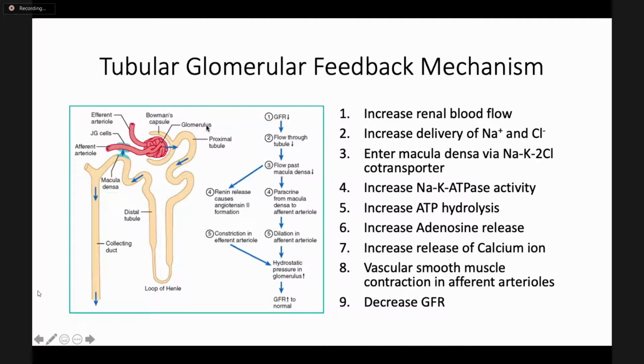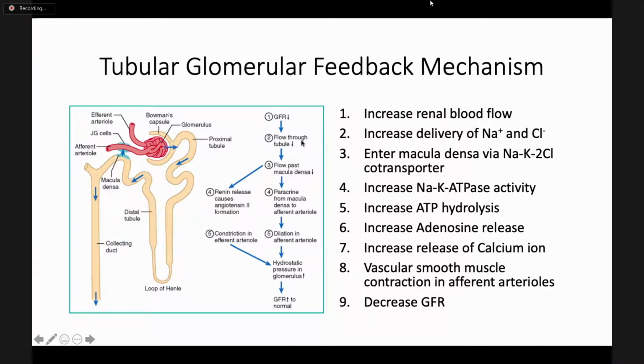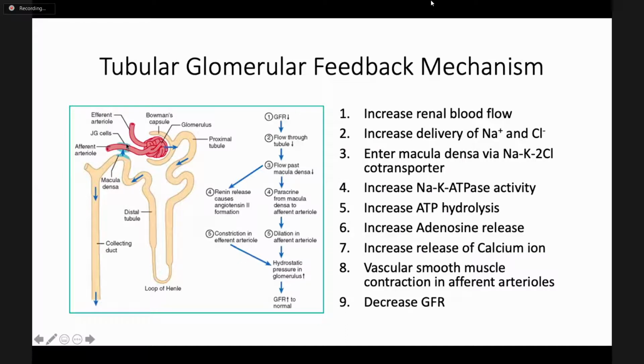Okay, this is the tubuloglomerular feedback mechanism. That's actually an intrinsic control of regulation of the blood flow, whereby it is detecting the flow through the renal tubule, and it will communicate with the JG cell, the granular cell here in the afferent arteriole. So what happens if, let's say, the GFR is reduced? Therefore there will be reduced flow through the tubule.